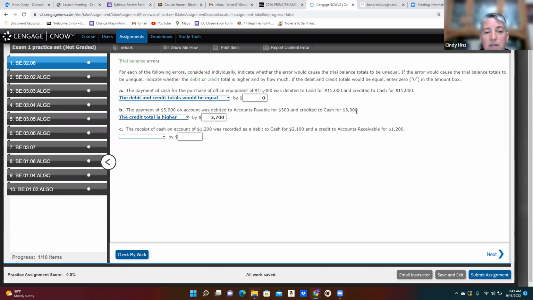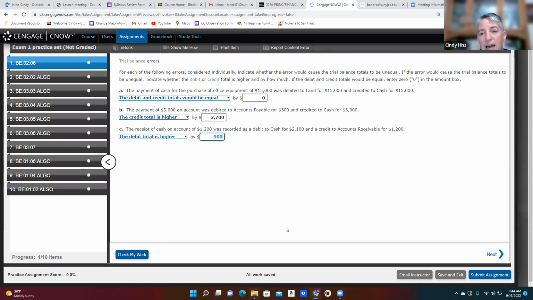Letter C says the receipt of cash on account of $1,200 was recorded as a debit to cash for $2,100. So we have just a typo in there, and a credit to accounts receivable for $1,200. So the accounts that we used were correct. We received cash and we no longer have that receivable, but the debits are overstated. The debits are too high. And the difference between those, $2,100 minus $1,200, would be $900. And so the debit total is higher.